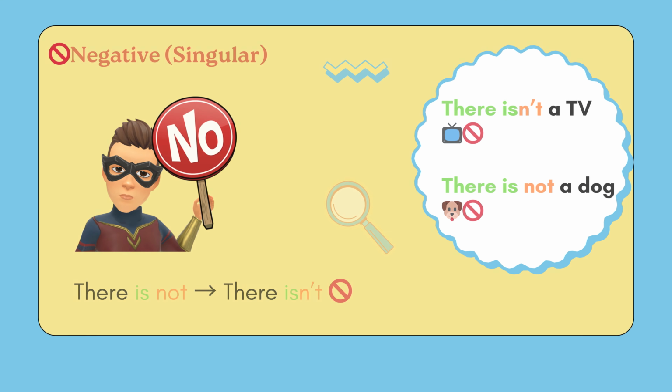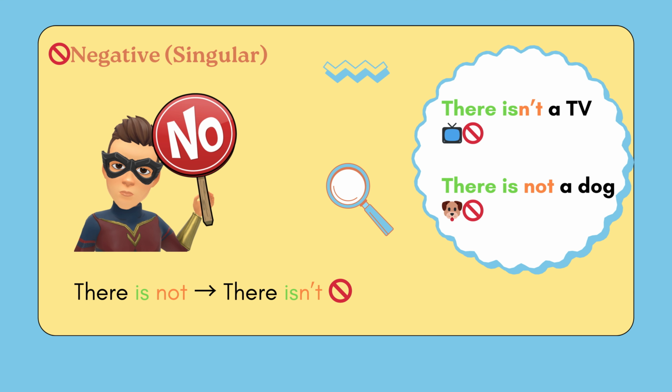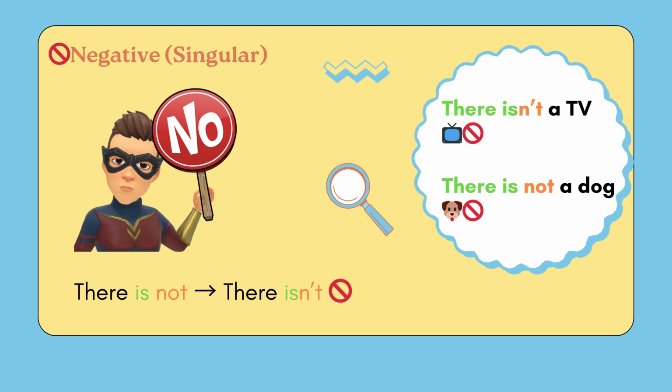To express that one thing is not there, we use isn't. For example, there isn't a TV. There isn't a dog outside. It's just a short way of saying is not, and it helps us clearly show when a single item is missing. This is a key part of speaking accurately, especially with singular nouns.